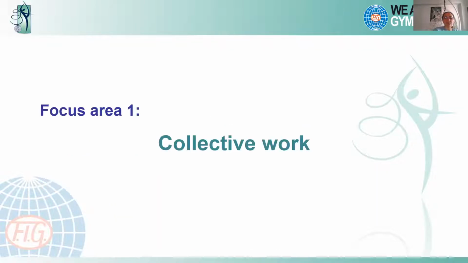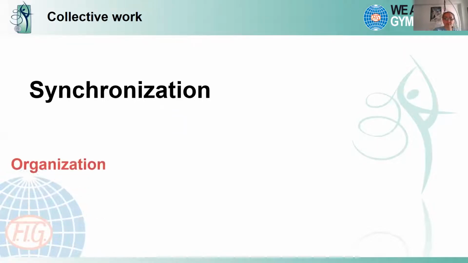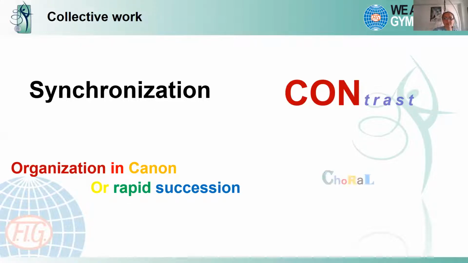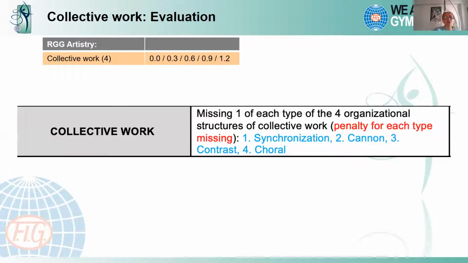So focus areas, we have the collective area or groups. Synchronization, together. Organization in canon or rapid succession. Contrast and choral. So for each missing type of the 4 organizational structures of collective work, we have a penalty for each type missing. 1 synchronization, 1 canon, 1 contrast, and 1 choral.